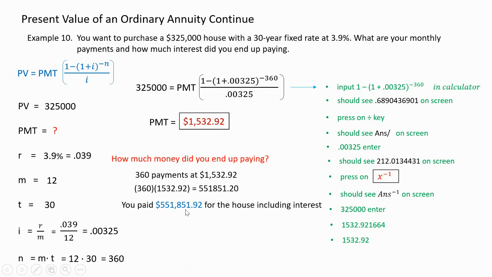So now, how much interest, how much extra money did you pay? We're going to subtract the house value minus the future value. So you end up paying $226,851.20 extra, which is a little bit over $250,000 extra. Isn't that amazing, guys?